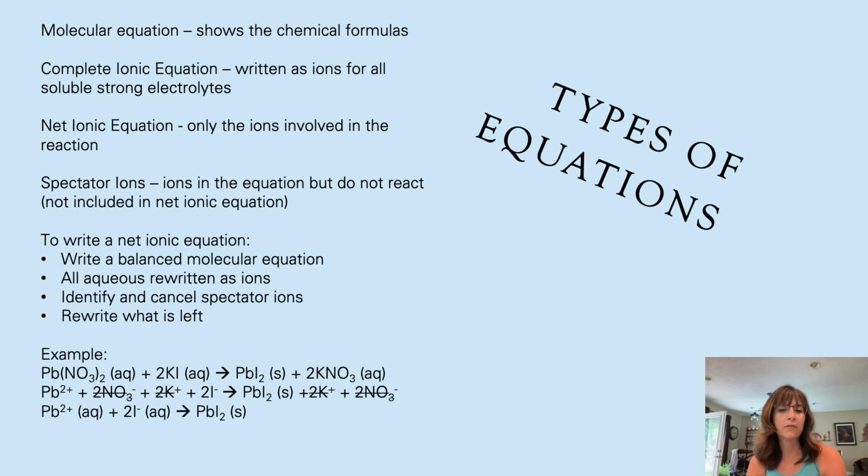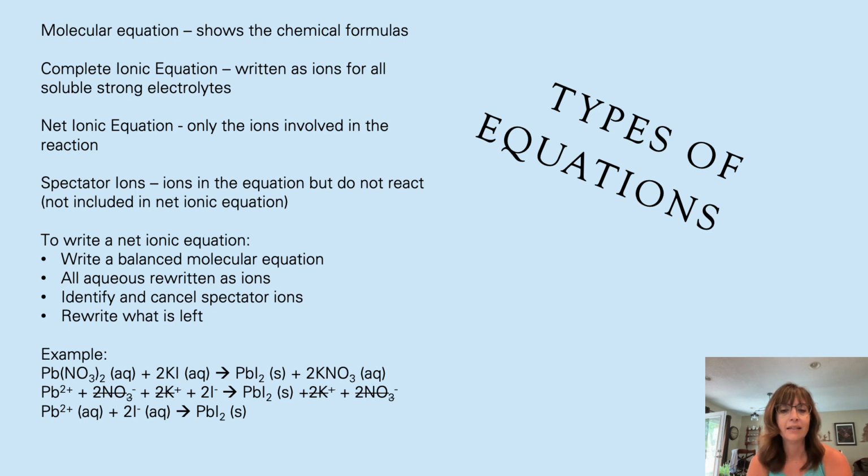The last thing I want to cover in this PowerPoint is just the different types of equations we're going to talk about up to this point. A molecular equation shows the chemical formulas. This is what we normally write. A complete ionic equation shows everything written as ions. That is, anything that should be written as an ion. Anything that says aqueous, AQ, can be written as ions. We don't write solids as ions. We don't write gases as ions.